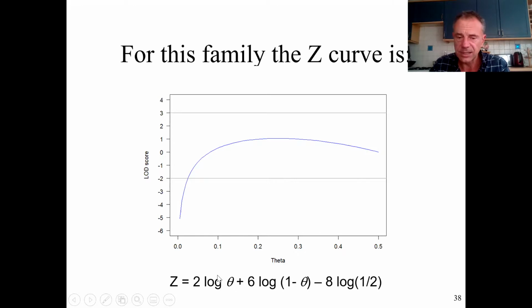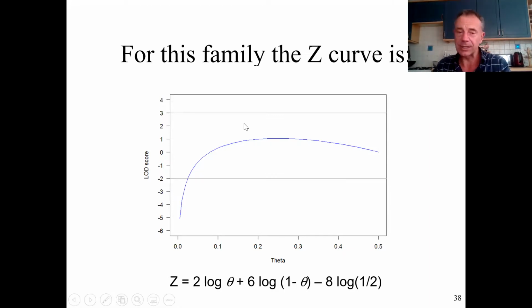Here, if theta is a half, then this is a half, this is a half, then it's 2 times log a half plus 6 times log a half, which is 8 times log a half minus 8 times log a half, which is 0. So as I told you before, every log score at theta is 0.5 is going to be 0.